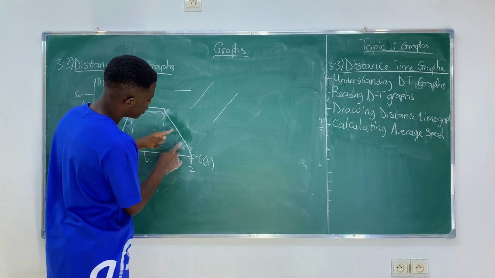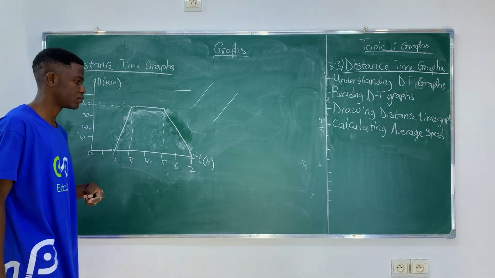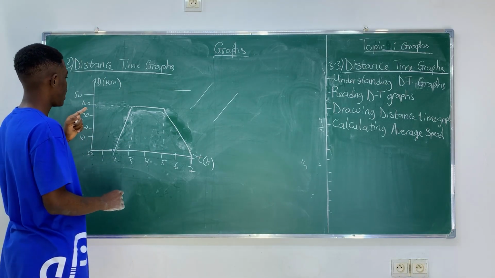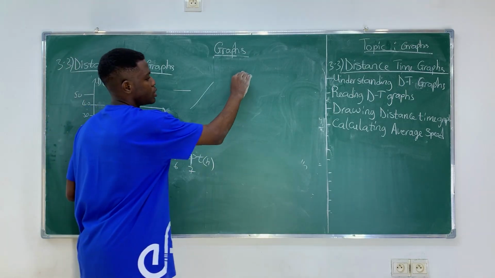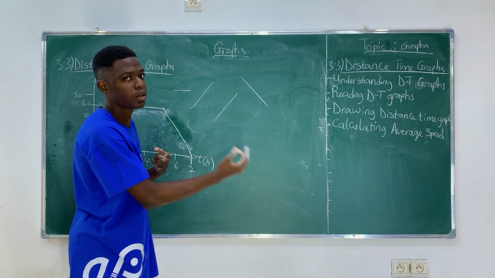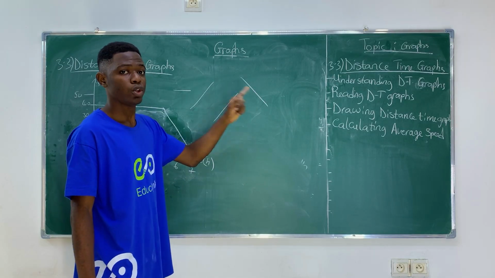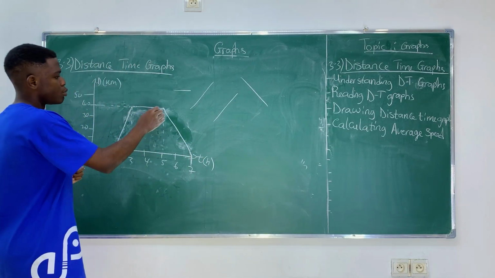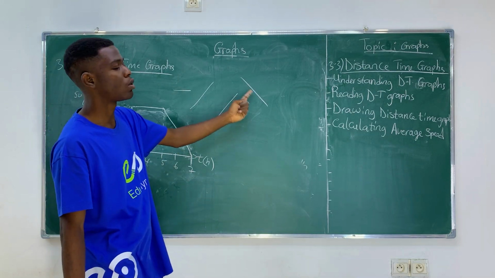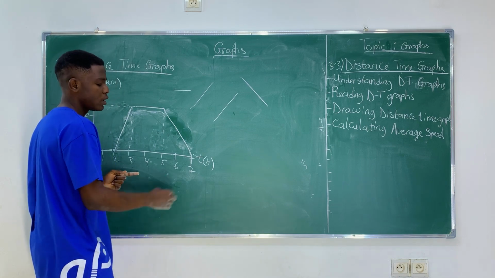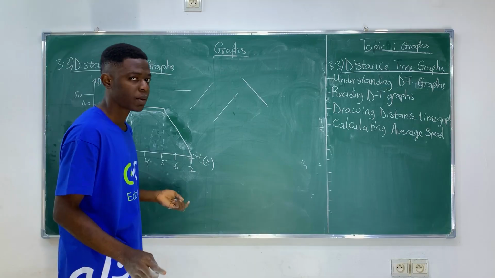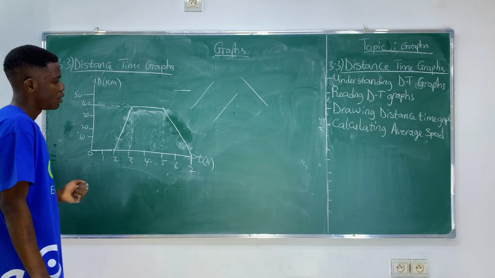Now we go to the next part. When you see something like this, you know it means the person is returning back with a constant speed. The person is moving from 40 back to 0, which means he is returning back with a constant speed. And that is from the 5th hour to the 7th hour. You know all of the parameters. So how do you say it?